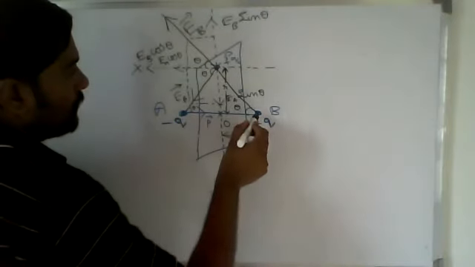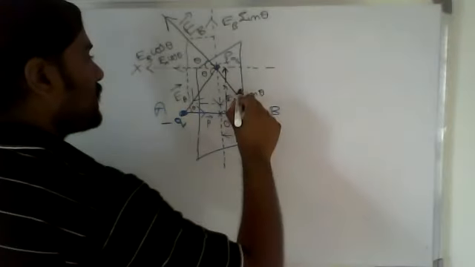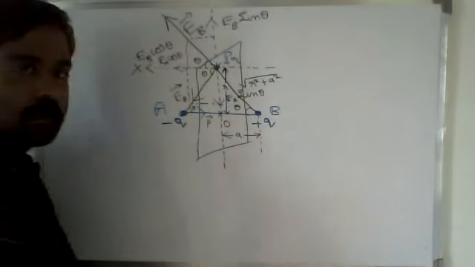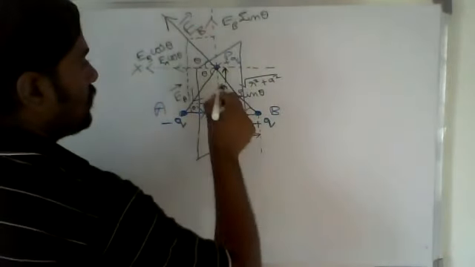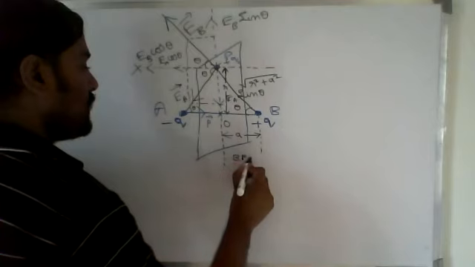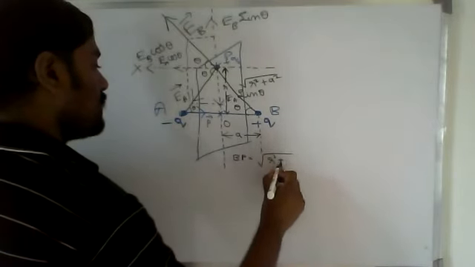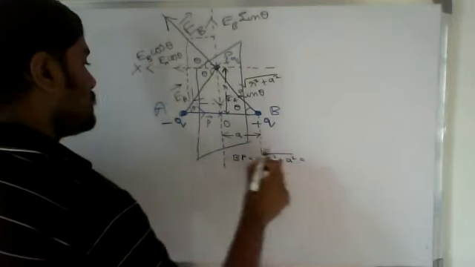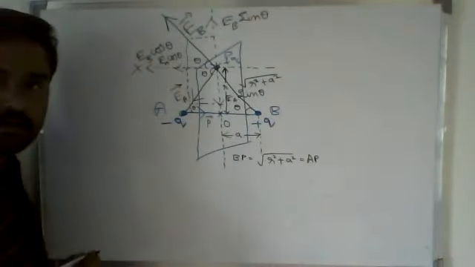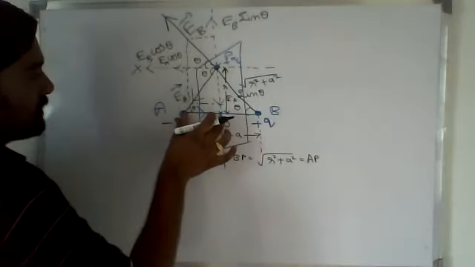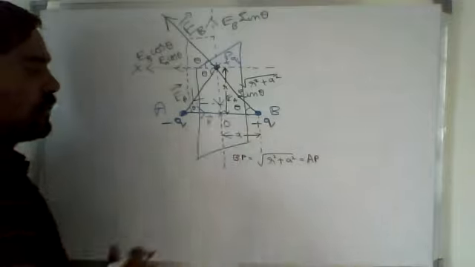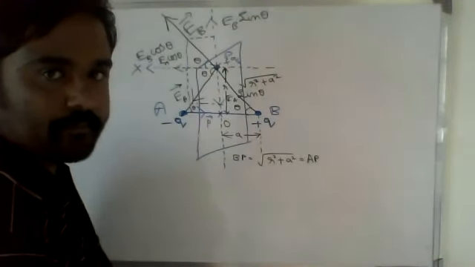So what is the value of B to P? By using Pythagoras theorem, that is root R square plus A square. That is the distance from point B to point P. Even the distance from A to P is also root R squared plus A squared, because OA is A, OP is R, and AP is root R squared plus A squared.